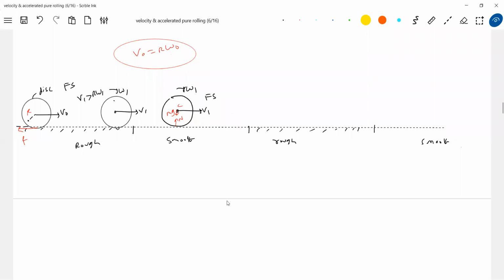The moment it enters here, what conditions will arise? It is having forward slipping and V1 greater than R omega 1. So what is the velocity of the point of contact? It will be towards the right. So how will the friction act? The friction will act towards the left. What does this friction do? It will decrease linear velocity and increase angular velocity. After some time, it will attain pure rolling. Let's assume.